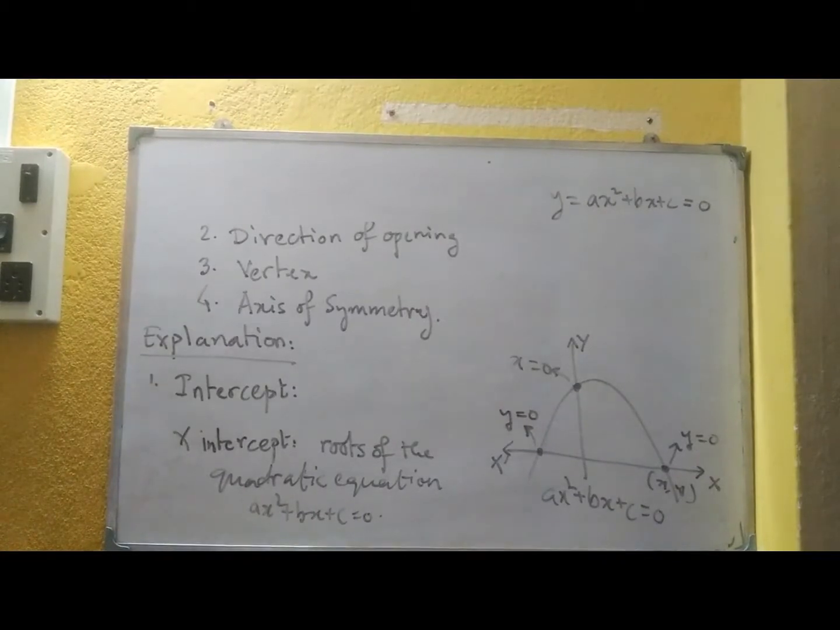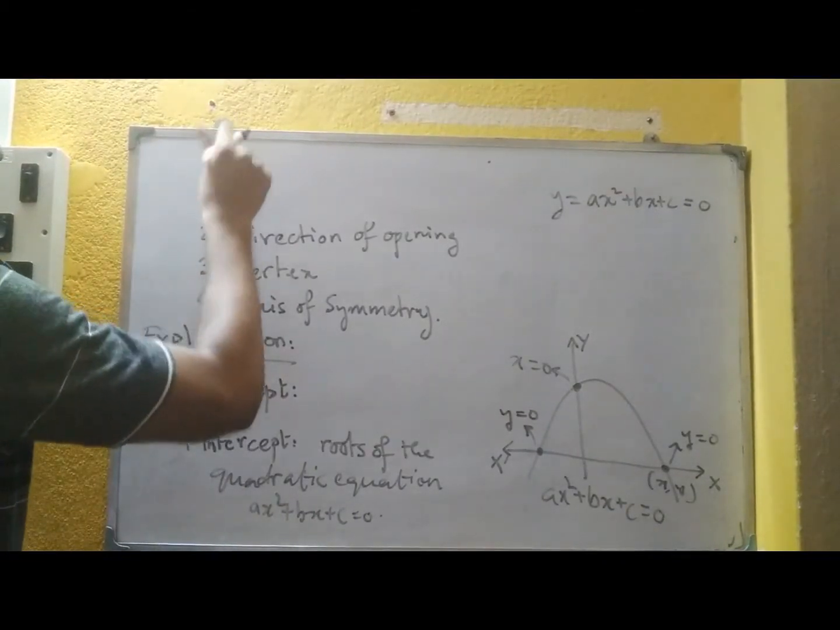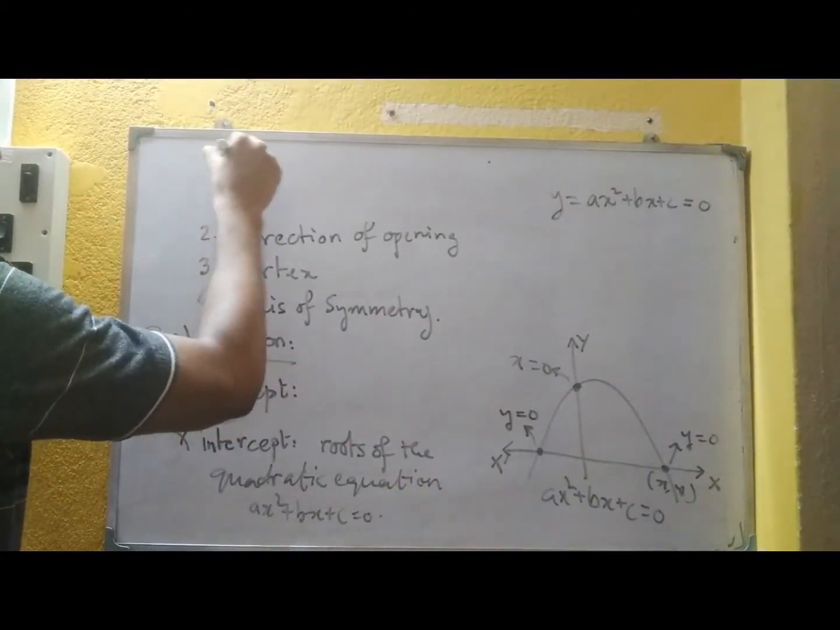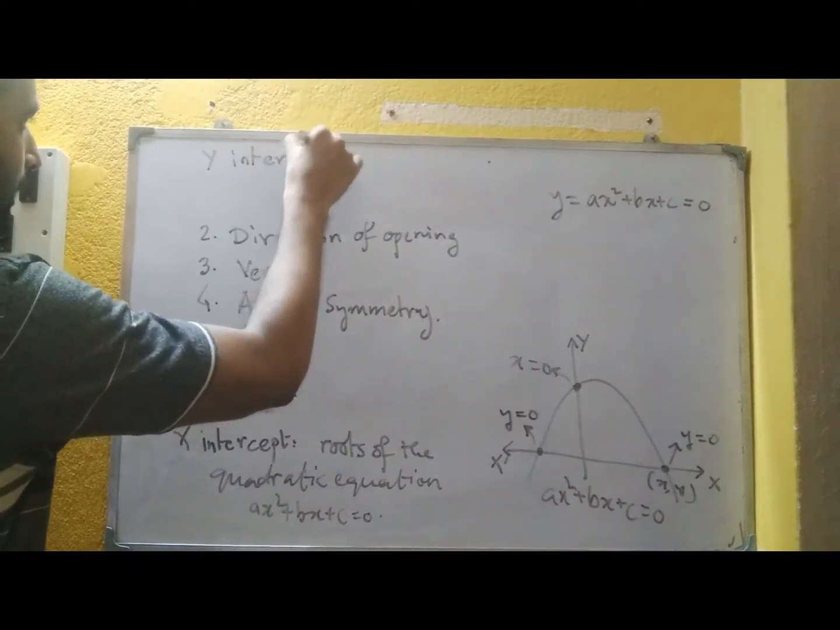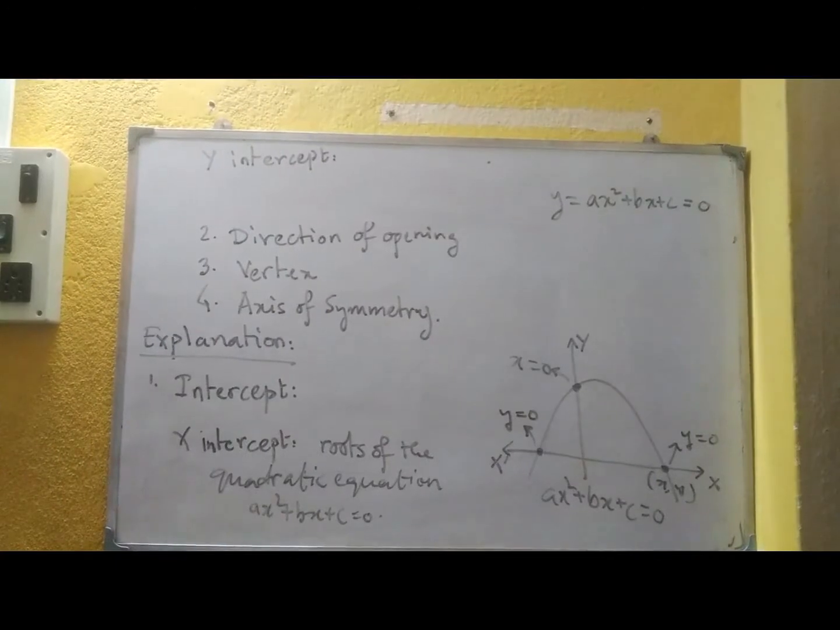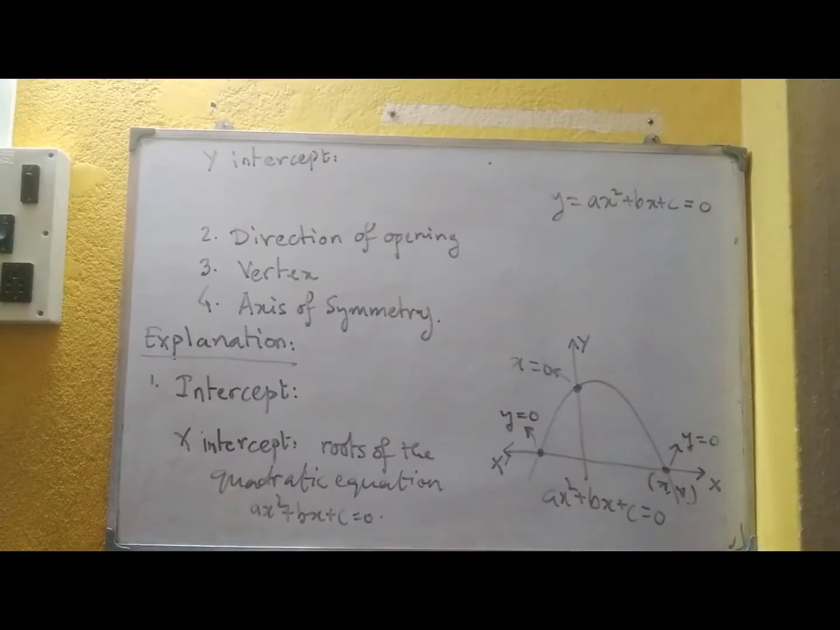That you will write as the y-intercept. So these things you have to do. You have to write first what is x-intercept and what is y-intercept, and under that how we are finding the x-intercept and how we are finding the y-intercept. Those 2 things you have to explain. So this is all about the intercepts.